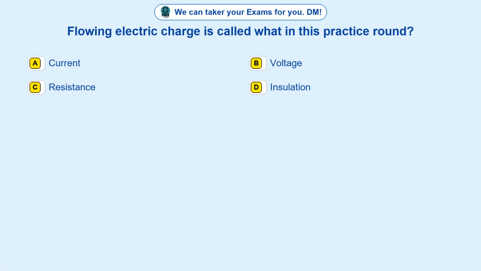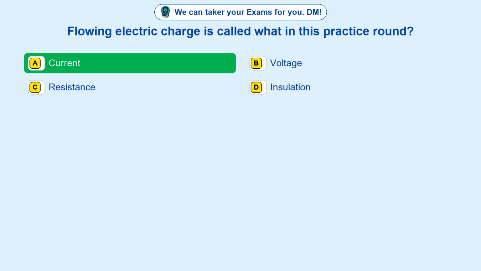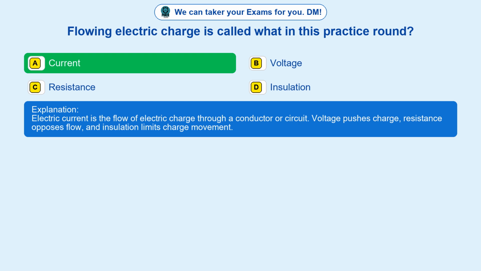Question 69. Flowing electric charge is called what in this practice round? Option A, current. Option B, voltage. Option C, resistance. Option D, insulation. The correct answer is option A. Current. Electric current is the flow of electric charge through a conductor or circuit. Voltage pushes charge, resistance opposes flow, and insulation limits charge movement.